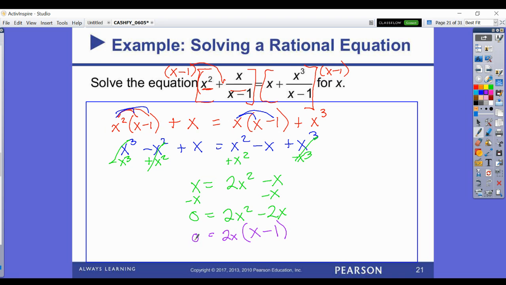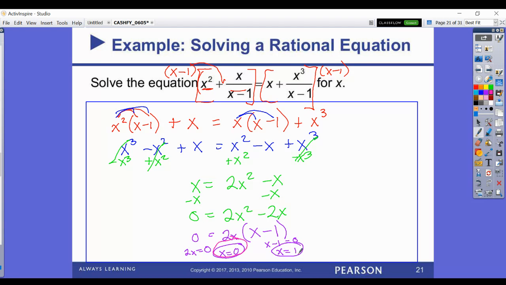Now I have my zero product property. I have two things that multiply to be 0. So either 2x equals 0, which means the answer is x equals 0, or x minus 1 equals 0, which means the answer is x equals 1. Now, I'm not sure that I'm done yet, so don't forget to go back and check those solutions. So we're going to go all the way back up here to the original problem. 0 is pretty simple here. If I plug in a 0 plus 0 over negative 1, that's 0, equals 0 plus 0 over negative 1, that's still 0. So 0 does work.